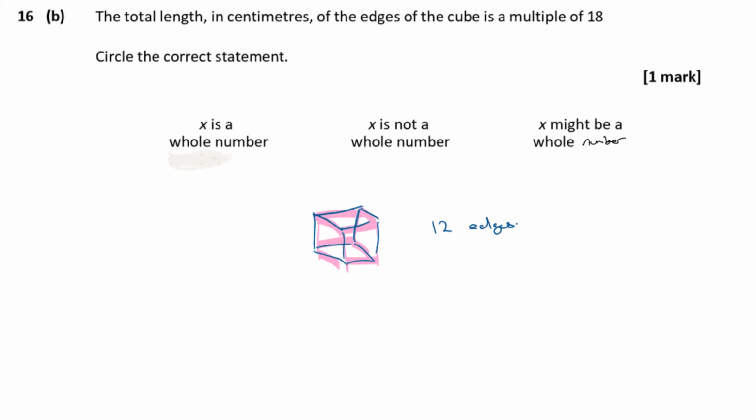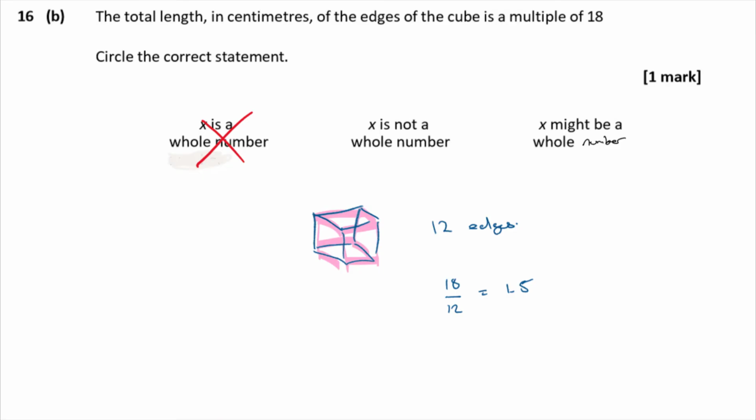Okay. Is x a whole number? Is x not a whole number? Is x might be a whole number? Okay, well, let's say that the total was 18, the first multiple of 18, and you got 12 edges, then each edge is going to be 18 divided by 12. It's going to be 1.5. Okay, that's not a whole number, is it? Okay, so it's definitely not this first one here. It's definitely not a whole number all the time.